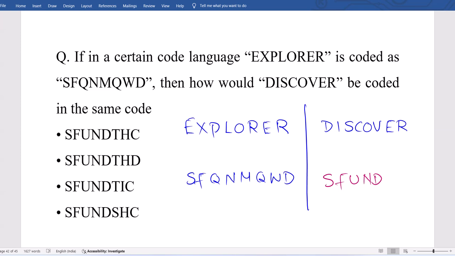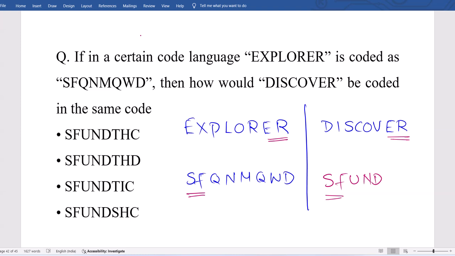See, in given question started with coding is started with what? SF. Answer also started with SF. What is common in both? Ending is common in both. ER here, SF here. Means logic is back to front. Plus one logic. For first half plus one. R plus one, E plus one, F.